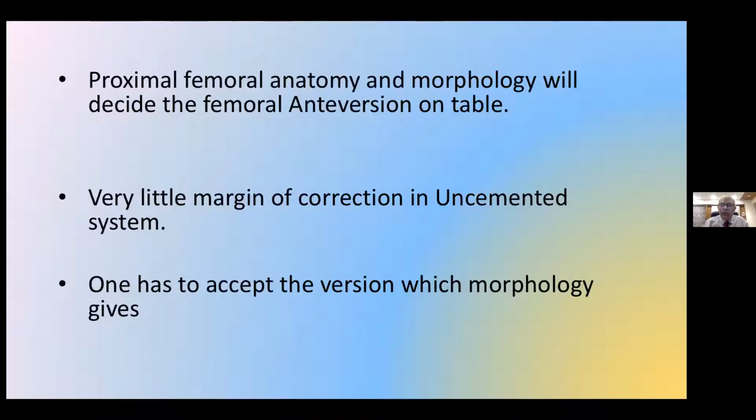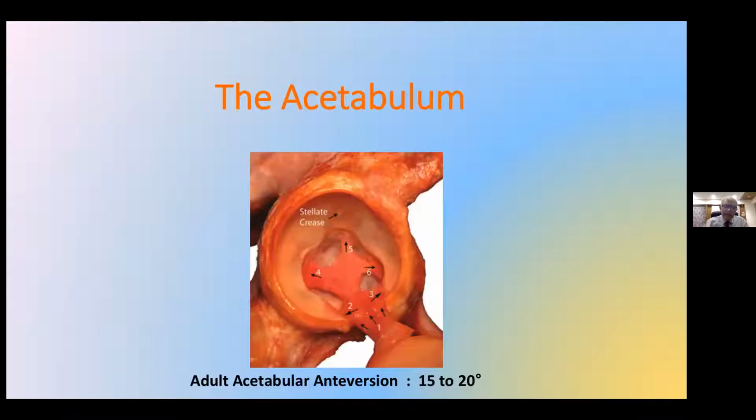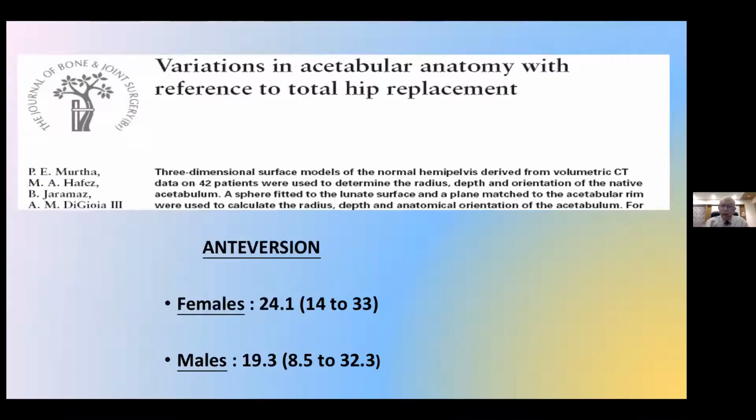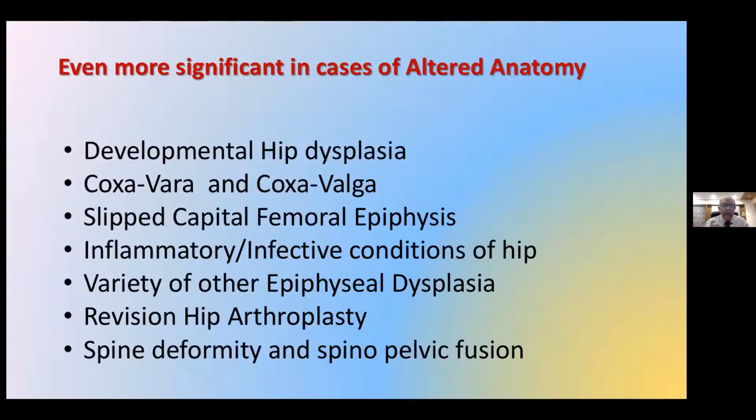Proximal femoral anatomy and morphology will decide the femoral anteversion on table. And there is very little margin of correction in uncemented system, which is common. All of us are routinely doing more uncemented hips now. And we have to accept the version which morphology gives us, which is inbuilt. Same with acetabulum. There is normal anteversion of 15 to 20 degree, but again in acetabulum also, there is wide variation in female and male, and you can get different anteversion.